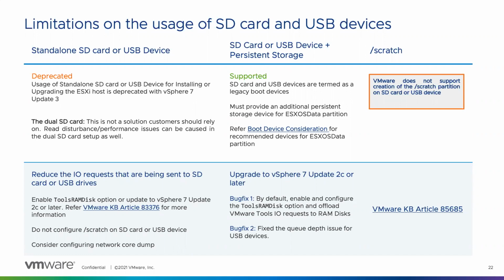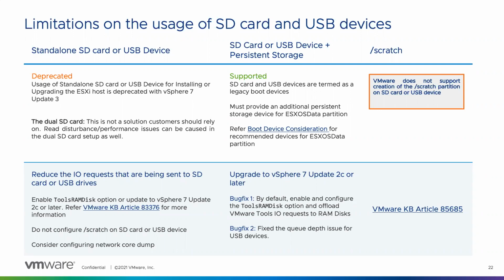As I've said, do not configure scratch on an SD card or USB drive. This is not supported. For that, you need to offload the scratch partition to a remote location if there is no persistent storage available. It is also a good practice to configure the network core dump, so your core dump doesn't get stored on the SD card or USB drive. All of these three things, your tools RAM disk option, your remote scratch configuration, and your remote network core dump configuration, significantly reduce the IO requests sent to the SD card or USB drive.